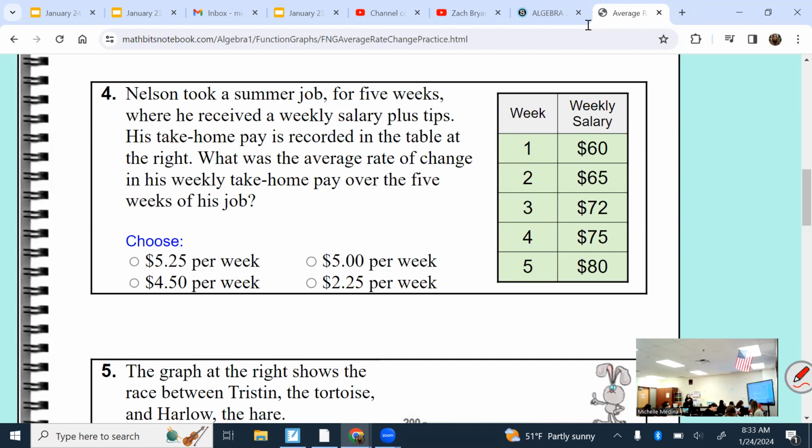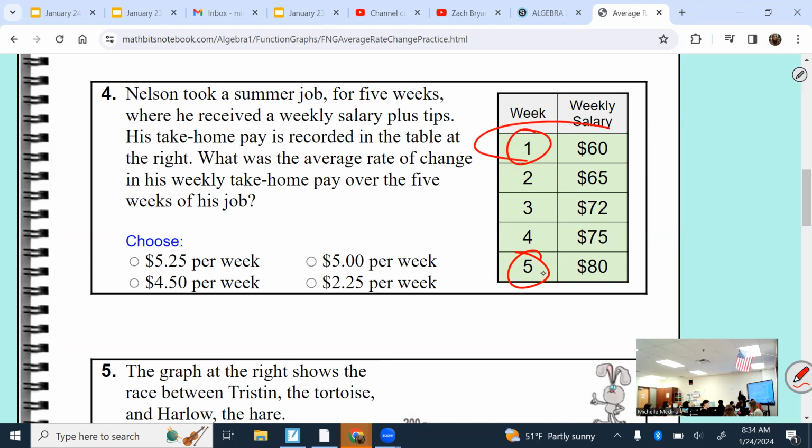So the question I'm asking right now is from what time period to what time period do they want us to calculate the average rate of change for? From week 1 to week 5, because it said over the 5 weeks. On another problem, it might say, what's the average rate of change from week 3 to week 5? Or from week 1 to week 4. You just gotta read it. Since it said over the 5 weeks, that implies from week 1 to week 5.